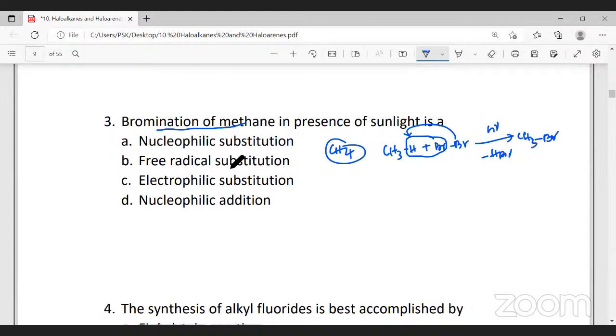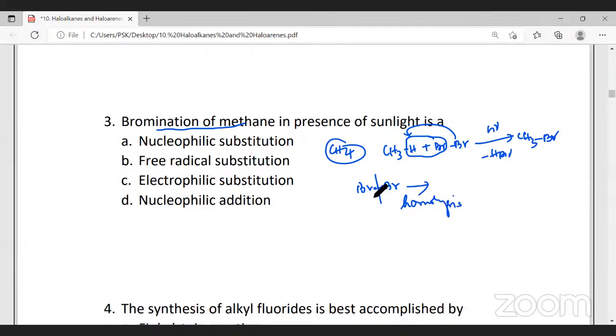But they're asking, what is the mechanism? Bromination of methane in the presence of sunlight is what type of substitution reaction? Bromine is a homonuclear molecule, all bromine atoms, the same atoms. Therefore, they undergo homolysis. Homolysis means symmetric cleavage. See, one bromine gets one electron, the other bromine gets the other electron. Therefore, you get bromine free radicals. Free radicals are neutral in nature, but highly reactive.